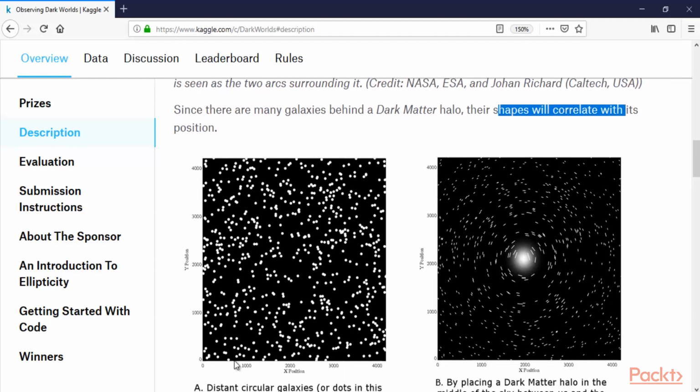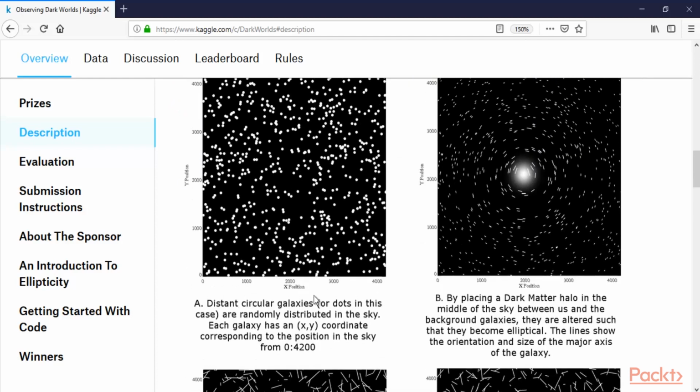You can see here, at distance, circular galaxies are here. This is the A figure. You can see here that distant circular galaxies, or dots in this case, are randomly distributed in the sky. Absolutely, there are billions of galaxies in the sky and they are randomly distributed there. Each galaxy has an x and y coordinate. So we already know that each structure has x and y coordinates corresponding to the position in the sky from 0 to 100.